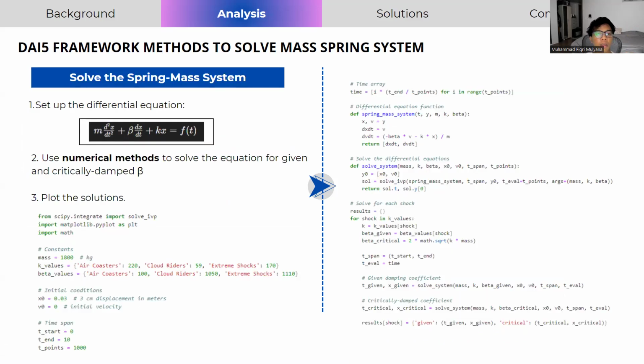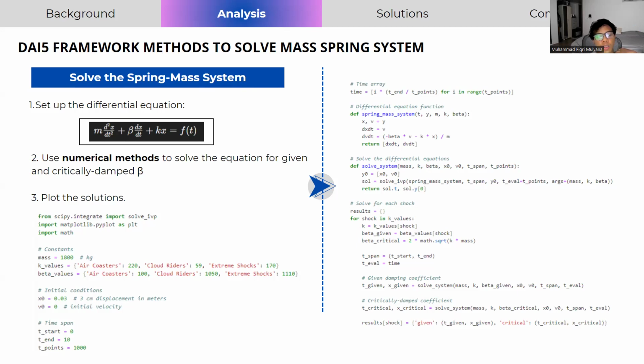And for the next step, we have to solve the spring mass system. Step one is we set up the differential equations, like I said before. Number two, we use the numerical methods to solve the equation for given and critically damped beta. And three, we plot the solutions. And I'm using Python again for the calculations.